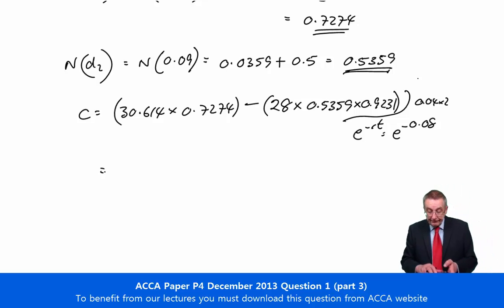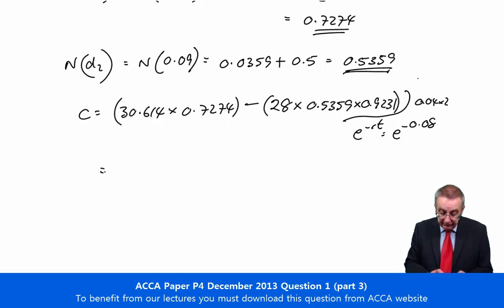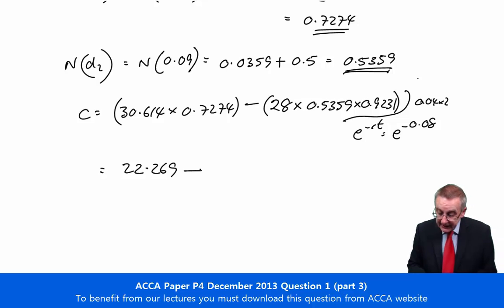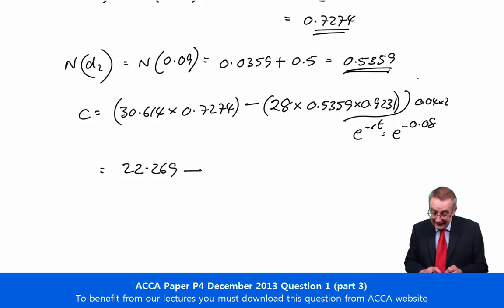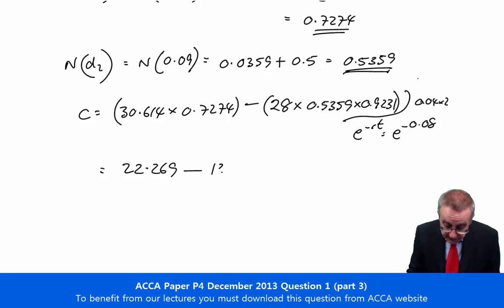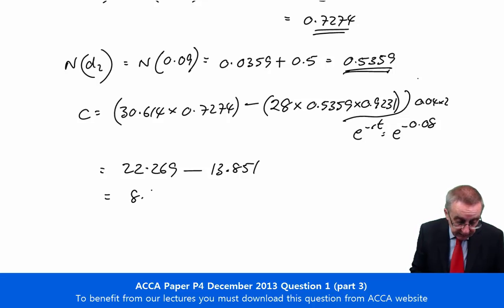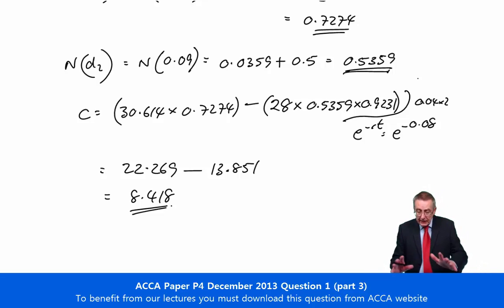Which gives me, sorry, we are nearly there, 30.614 times 0.7274, 22.269, minus 13.851, which gives me, I think, 8.418. I'm working in millions, remember, but I'll interpret it at the end.